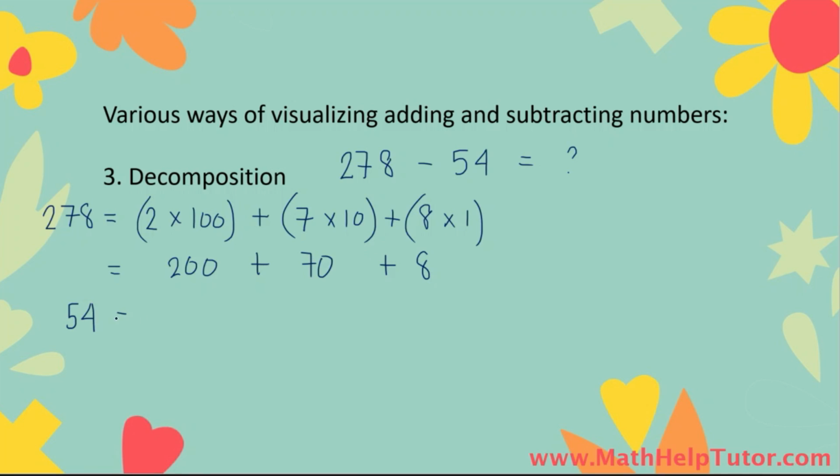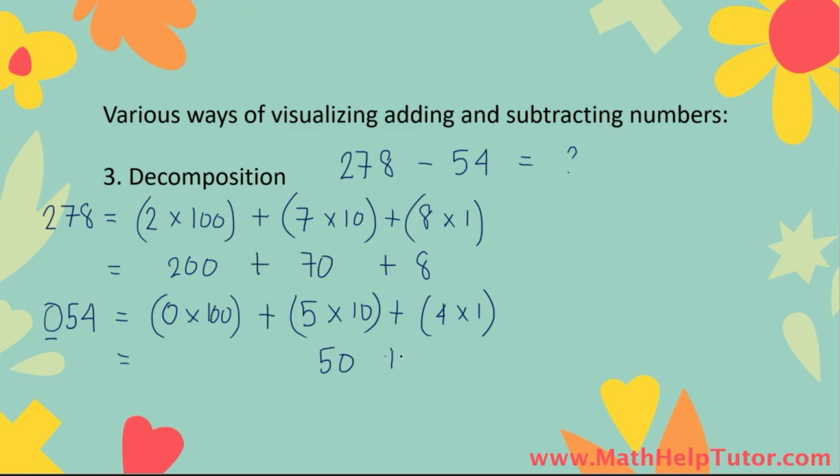That's 54, which is equal to 0 hundreds, since there is no number in the hundreds place, plus 5 tens, plus 4 ones. And this is actually equal to 50 plus 4. And of course, this is 0.